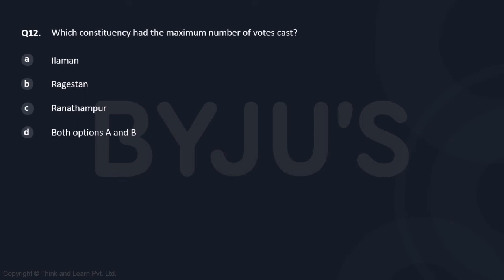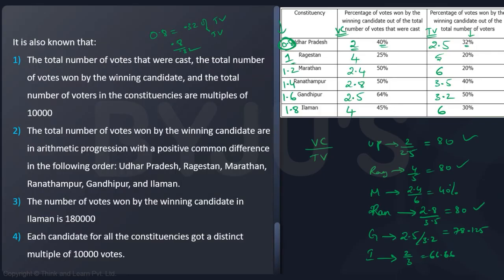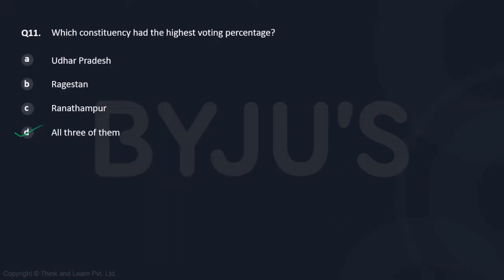Which constituency had the maximum number of votes cast? Votes cast, the highest we can clearly see is for Rajasthan and Ilaman. So both Rajasthan and Ilaman, it is the correct answer, options A and B. You can see both of them are there. So that's your answer.